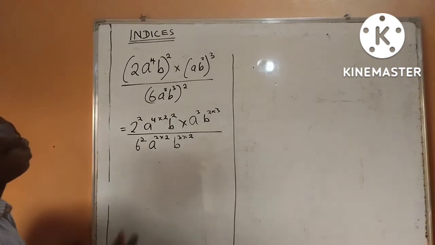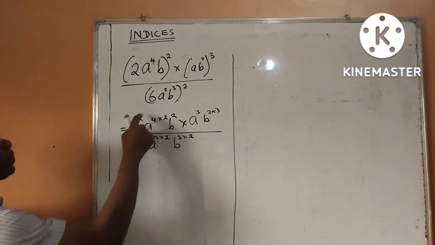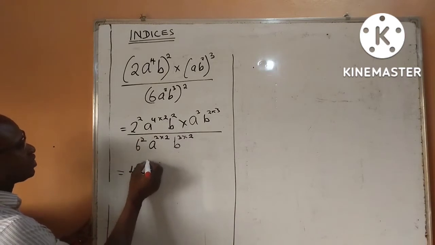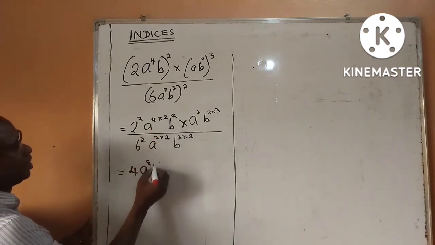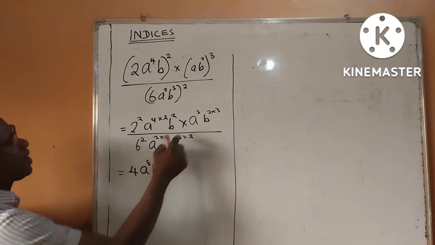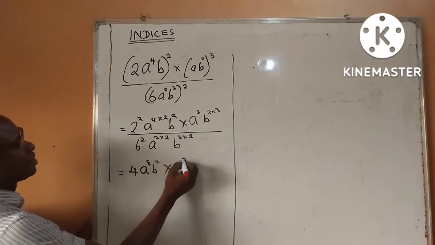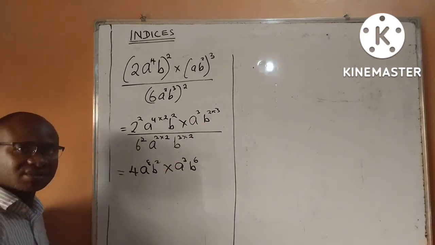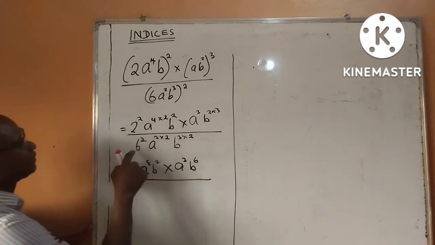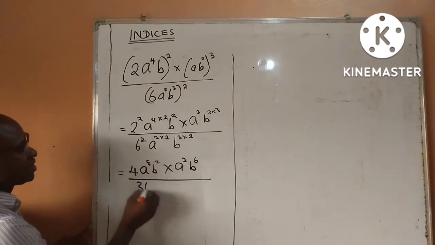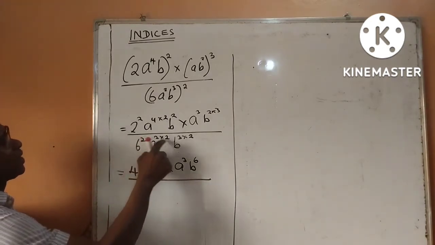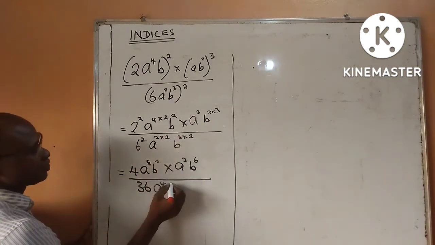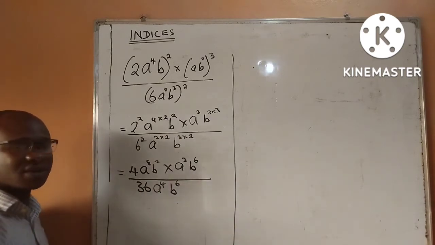The next thing is to work on it. I have 2 raised to the power 2 which is 4. Then a raised to the power 4 times 2 will give me a raised to the power 8. Then b raised to the power 2. Next, multiply by a raised to the power 3. Then b raised to the power 2 times 3, which is b raised to the power 6. At the denominator, I will have 6 raised to the power 2, which is 36. Then a raised to the power 2 times 2, which is a raised to the power 4. Then b raised to the power 3 times 2, which is b raised to the power 6.